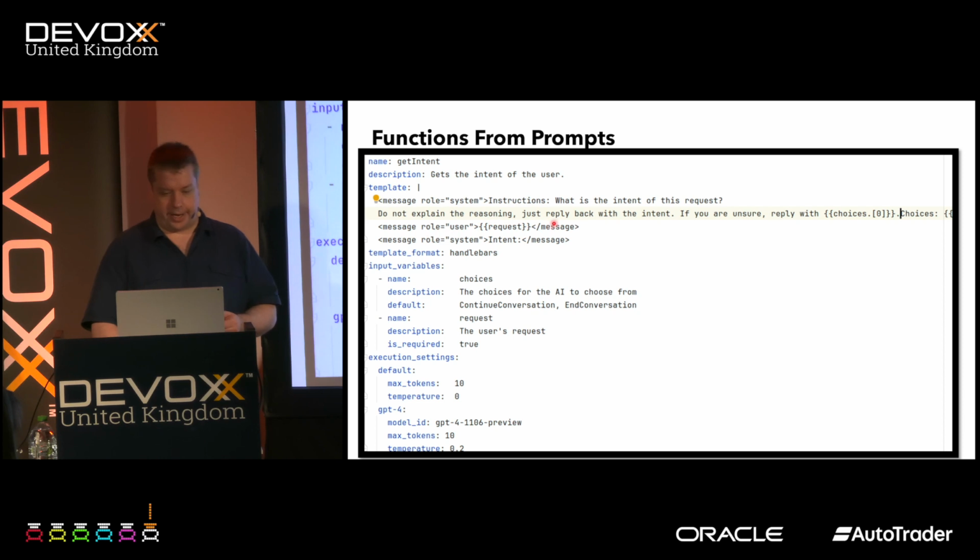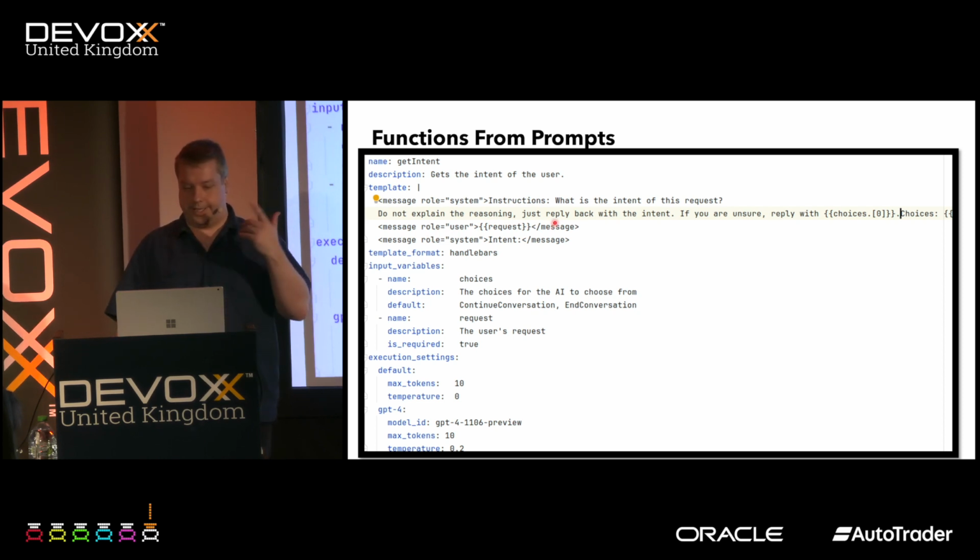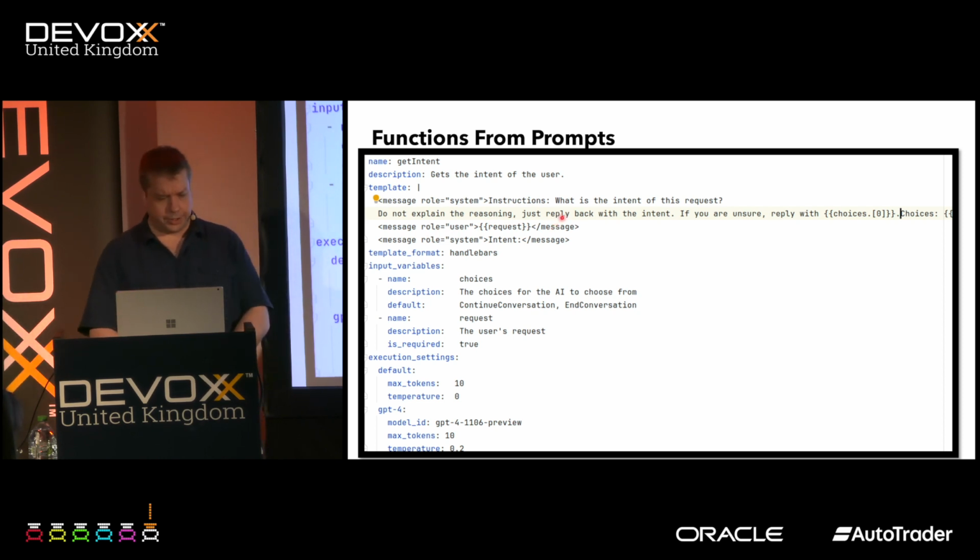The prompt that we're building up here is trying to figure out what the intent of a user is. So we can see that we're going to give the AI two inputs, the choices the AI could return, and then we're going to give an argument of the request that the user has input somewhere. And these are going to get substituted into our template.